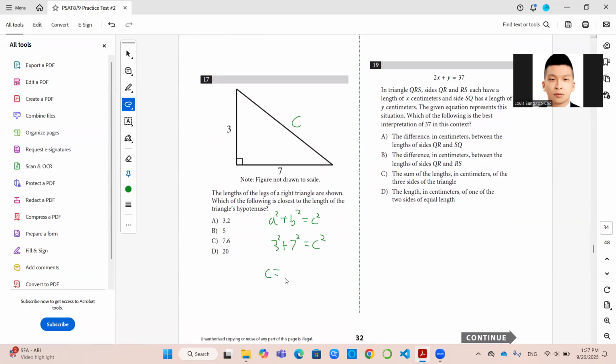So C is equal to the square root of 9 plus 49. So the square root of 58, that is equal to 7.6, which is C.